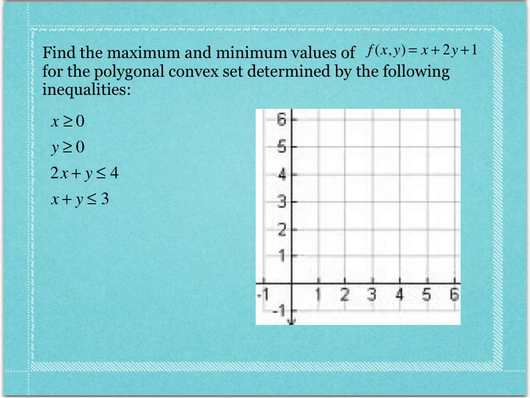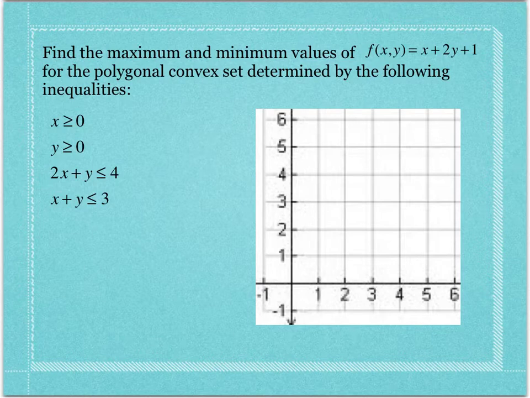The example we're going to take a look at says find the maximum and minimum values of this particular function for the polygonal convex set. That's kind of fancy words, meaning when we do this shading and look at the shared intersections, it's going to produce some kind of region that has some corners. That's what we mean by a polygon. And a convex set means it's going to be enclosed. So we're going to graph each of these inequalities. We'll use a different color for each one so you can see what's going on, and I won't do all the shading until the very end because otherwise it does get a little confusing.